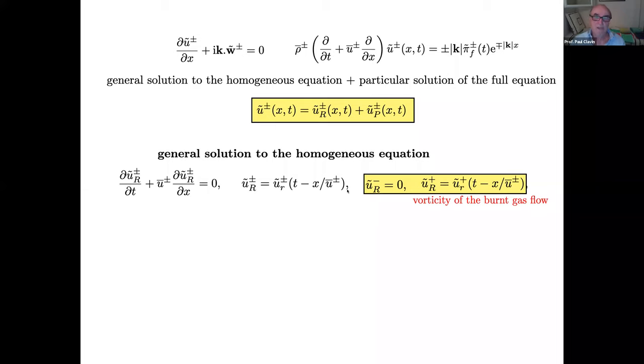But now, because you assume that there is no perturbation upstream, this rotational flow solution should be zero everywhere upstream. So the flow upstream is non-rotational, so this flow is potential, and it is only U tilde P minus. Excuse me. Okay.